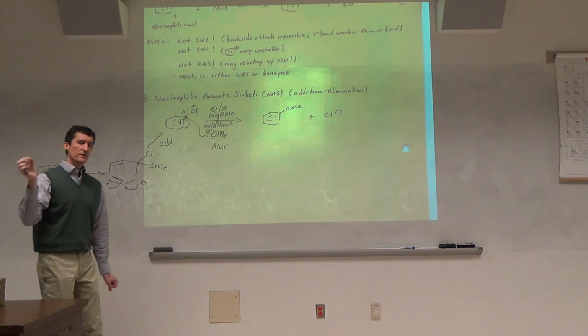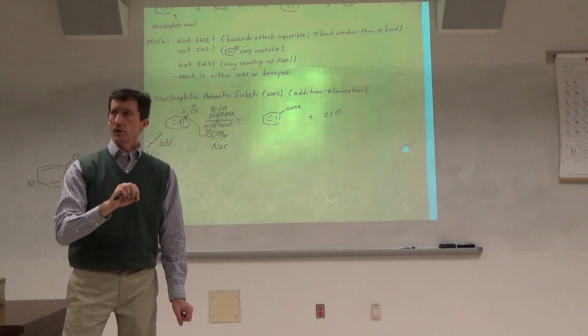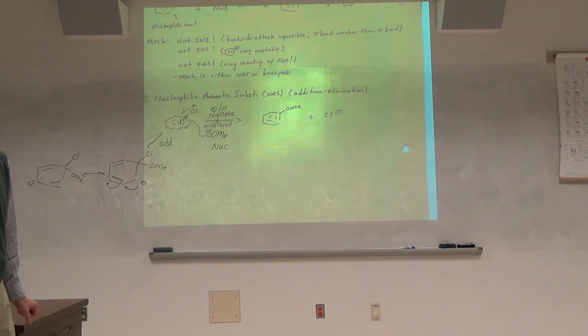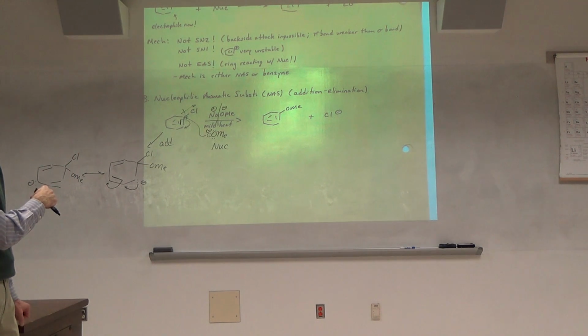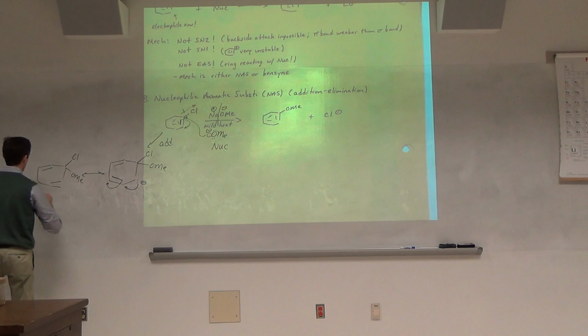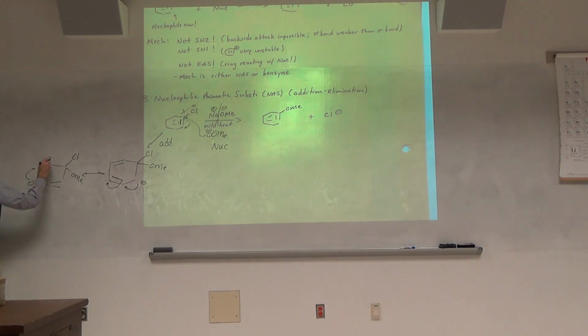Question. The intermediate in our EAS, what was the charge of that intermediate? Positive, because the ring reacted with an electrophile. Here the intermediate is not positive, but negative, because it's reacting with a negative. We can do additional resonance structures. So, we do an addition to give a resonance stabilized anion.